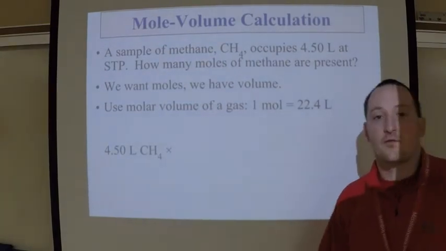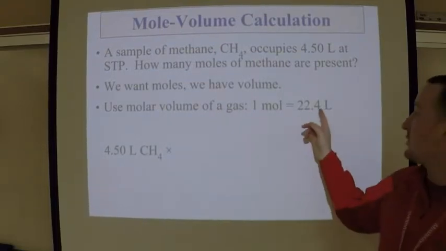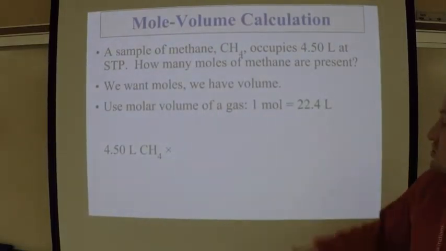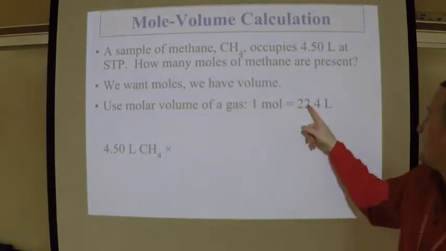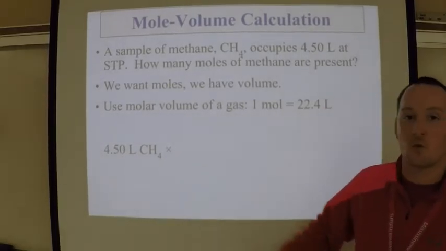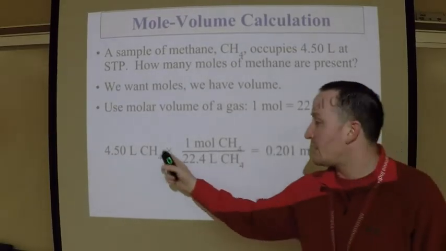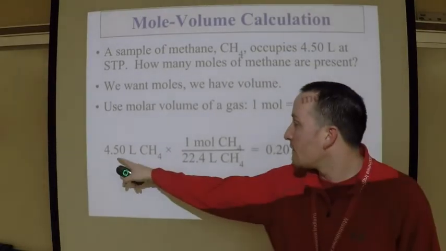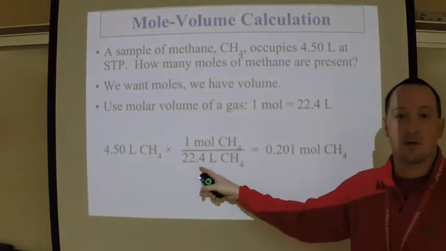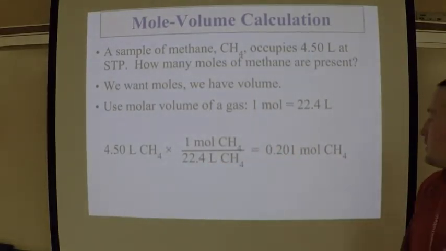So I was given 4.5 liters of CH4. Well, I know that 22.4 liters is equal to 1 mole when it's at STP. So I need to decide, how do I set up my dimensional analysis? Well, because this is in liters and this is in liters, I'm going to put my 22.4 liters on the bottom and my 1 mole on top. Then these units here would cancel, so I would only be left with my 1 mole of CH4. So I'd have 4.5 divided by 22.4. That would give me my numerical value, 0.201. Then the only unit that would be left is my moles of CH4.